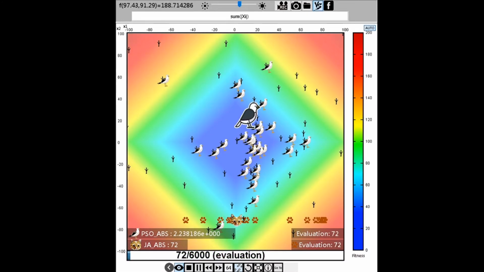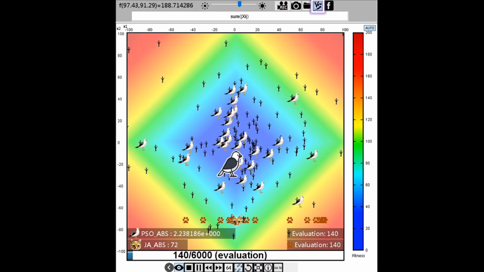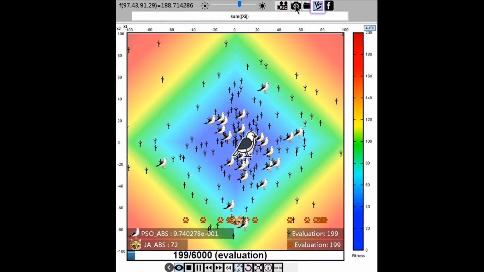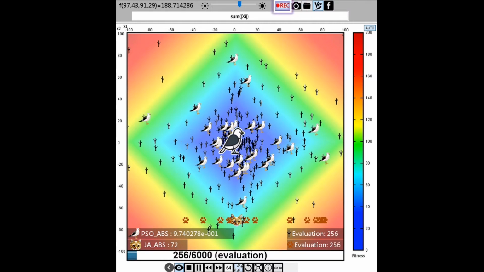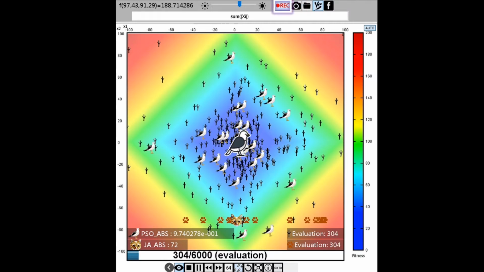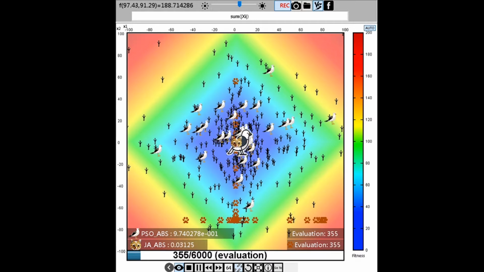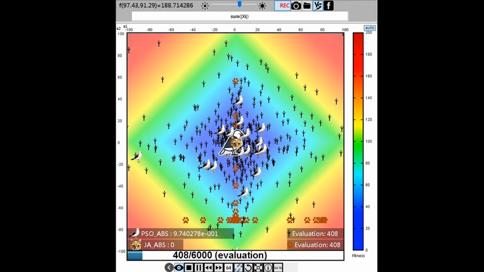DVTOP also has a comparison function that can compare different algorithms, and we can take pictures or record videos. Take PSO and JA on the absolute function as an example. Compare which algorithm can find the optimal solution with the fewest evaluation times.